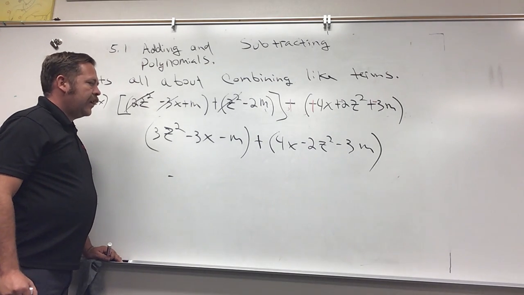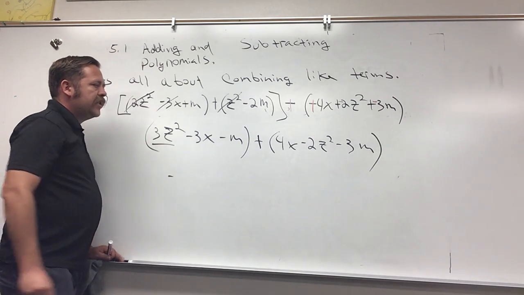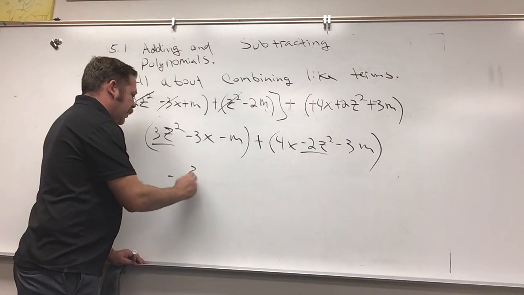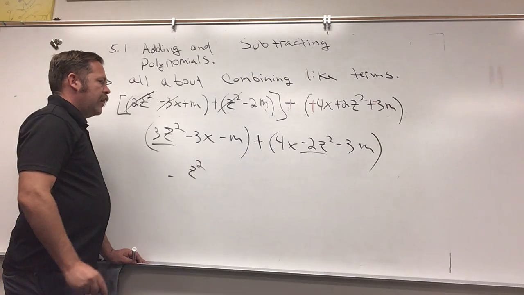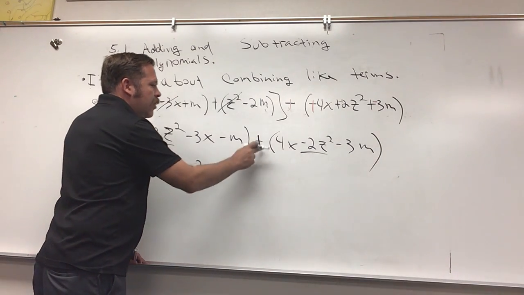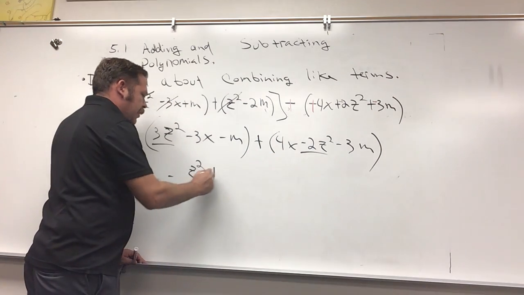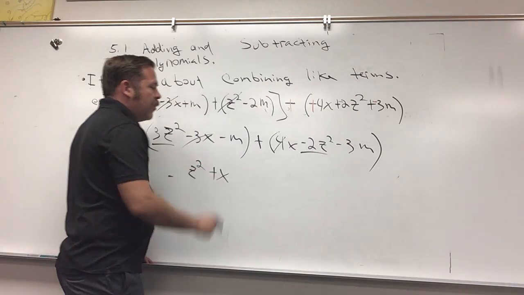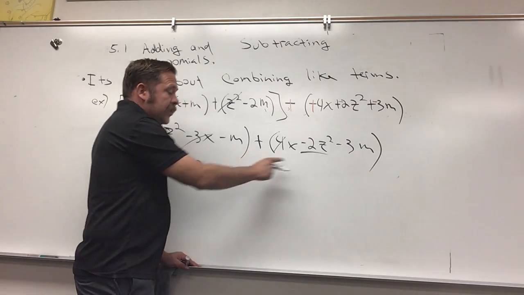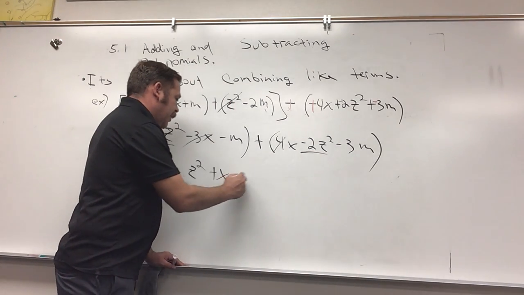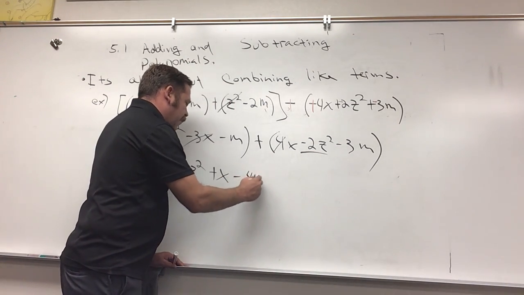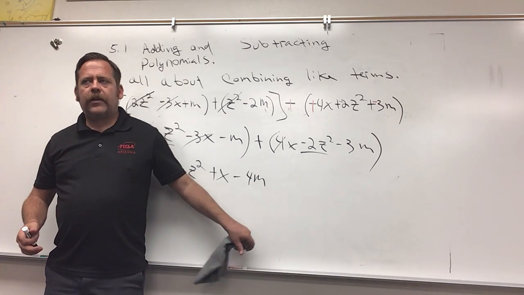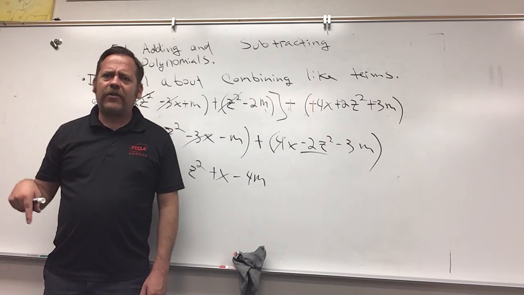Now I can combine everything. I have a positive 3z squared plus a negative 2z squared, so that's going to give me z squared. I have a negative 3x plus a 4x. That's going to give me x. I have a negative m minus, or plus, a negative 3m. That's going to give you negative 4m. It's easy as pineapple cake upside down.